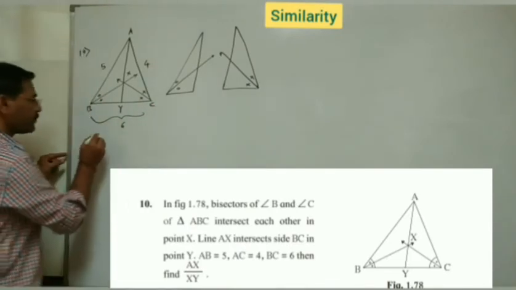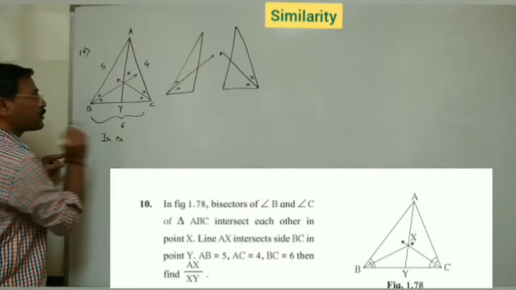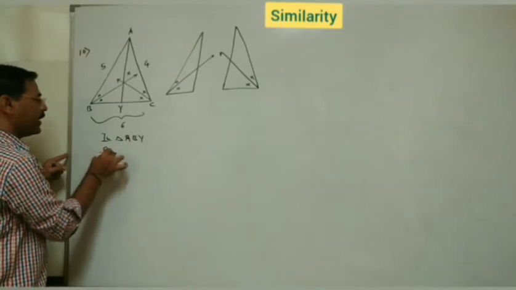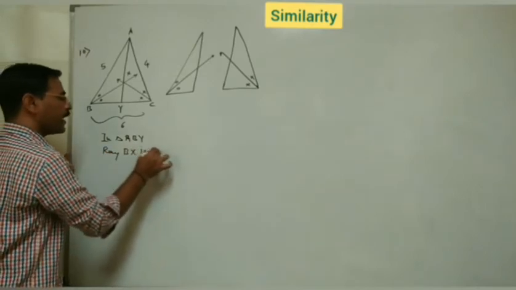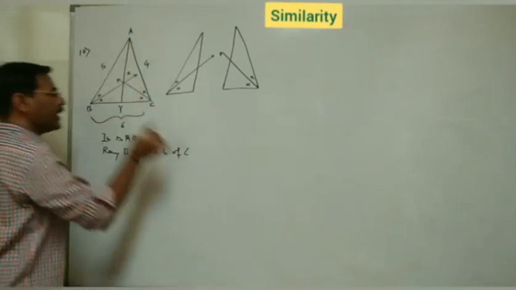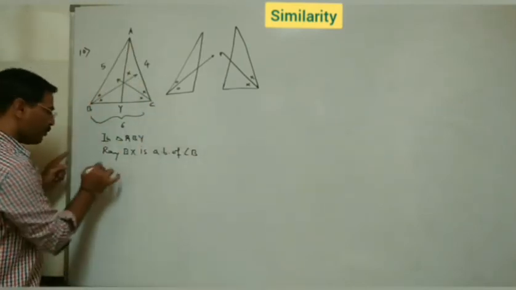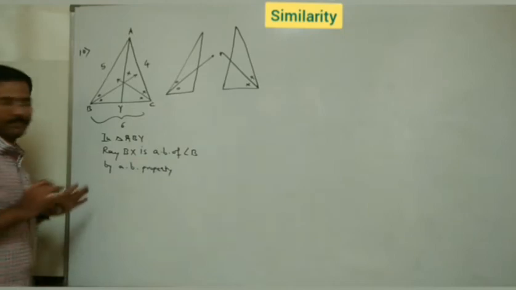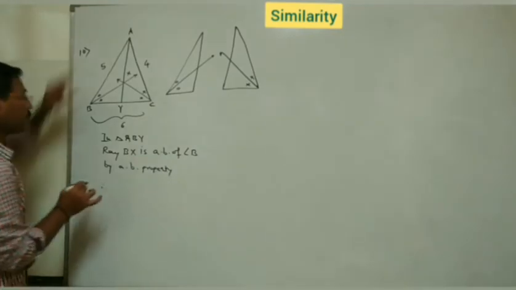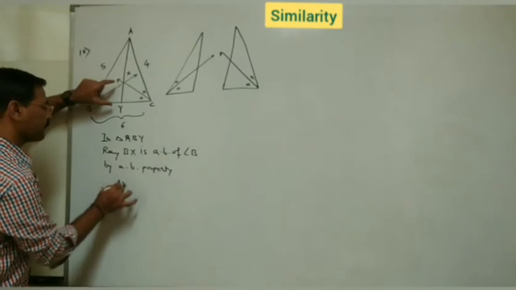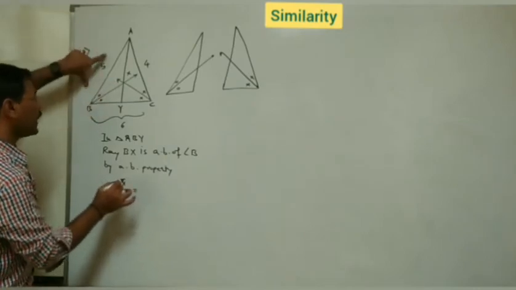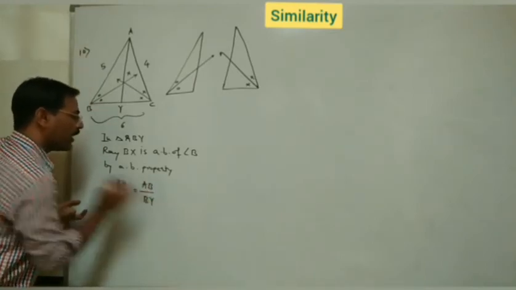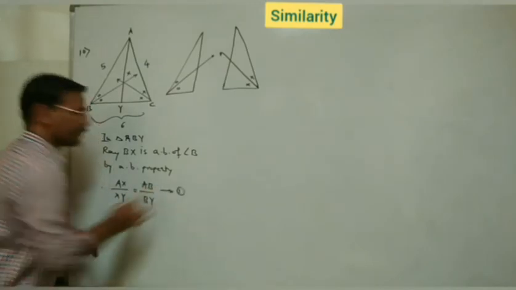Okay, see first. In triangle ABY, ray BX is the angle bisector of angle B. So by the angle bisector property or theorem, what will come here? AX upon XY is equal to AB upon BY. I'll write this as equation number 1.